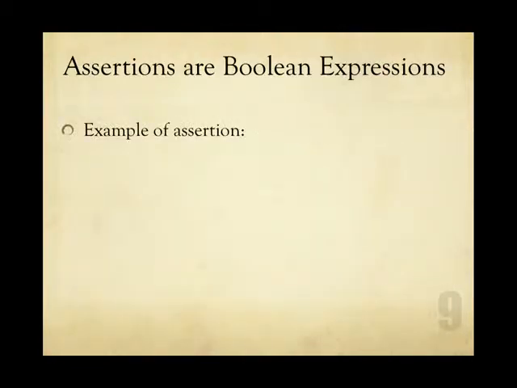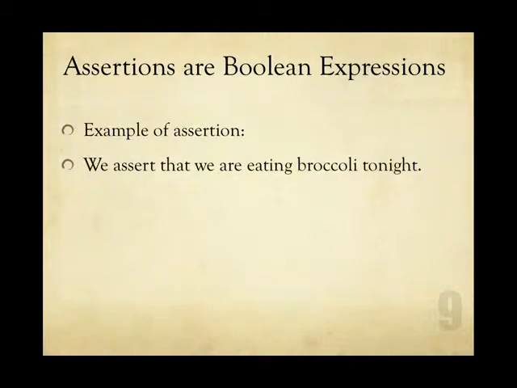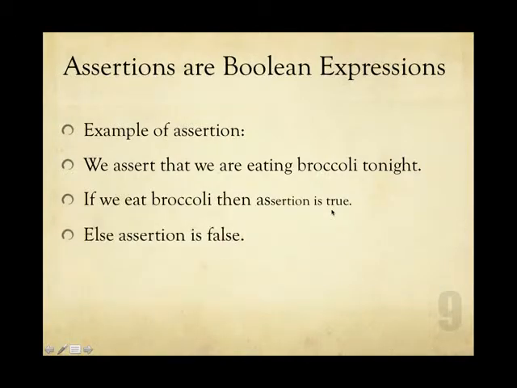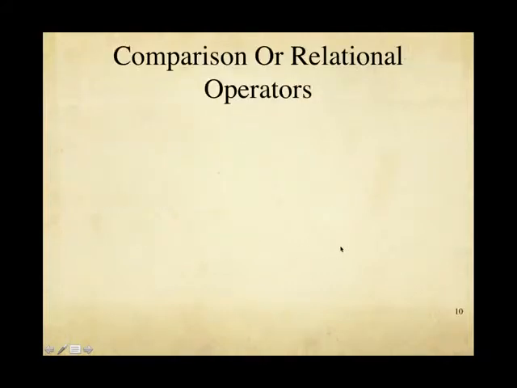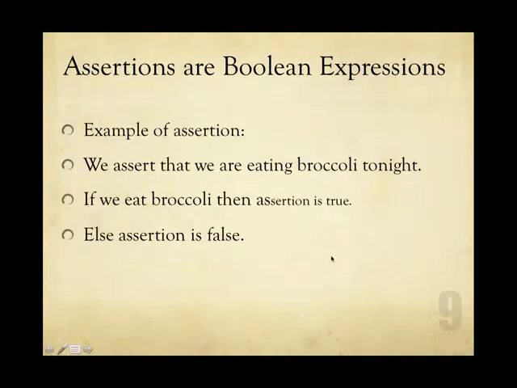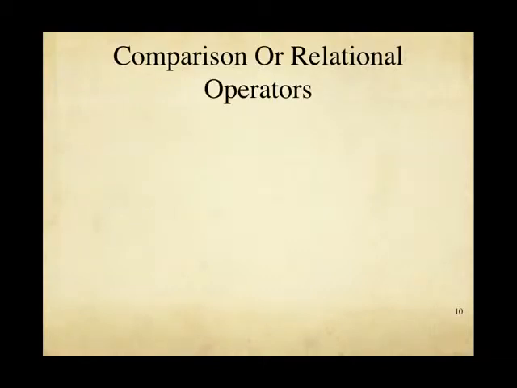Assertions are Boolean expressions. These are examples of assertions. We assert that we are eating broccoli tonight. If we eat broccoli, then the assertion is true, else the assertion is false. Now, that was the wordy description of assertions, but generally assertions will be made in terms of expressions that are formed by relational operators. So we talk about comparison or relational operators.